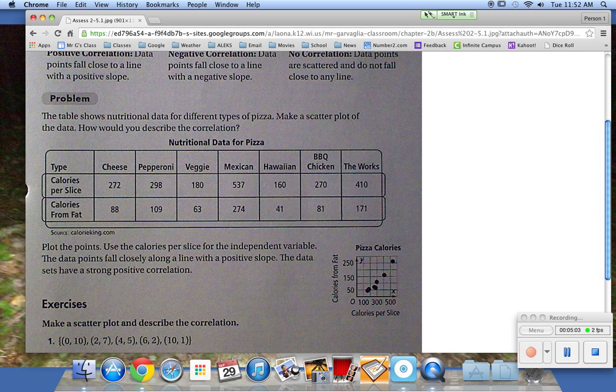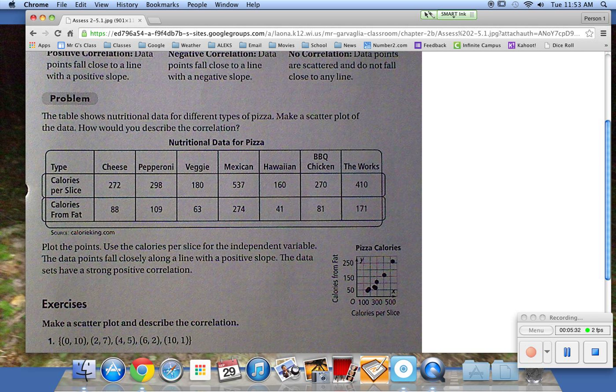Okay, we've got the type: cheese, pepperoni, veggie, Mexican, Hawaiian, barbecue chicken, and the works. It shows the number of calories per slice on each one of these. Okay? And it also shows the calories of fat on each one of these. So if we're taking a look at a slice of pizza, we know how many calories we got. We know how many of those calories are fat.